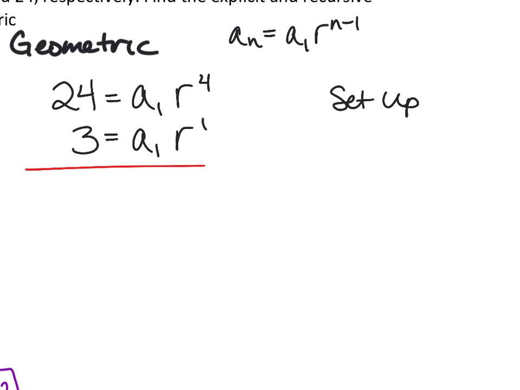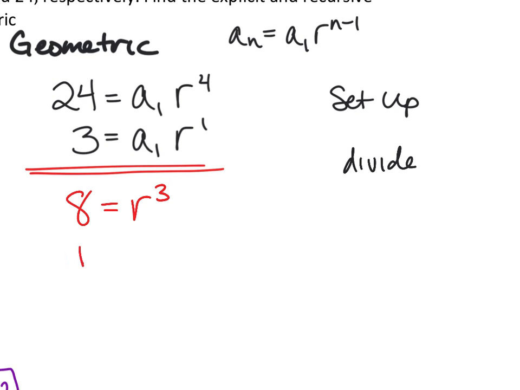That's our setup step. For geometric sequences, you are not subtracting this system of equations. You're going to do something weird, and you're going to divide them. What? Yeah, we're going to go ahead and divide. Just divide the top by the bottom. This is weird. 24 divided by 3 is 8. a1 divided by a1 cancels out. r to the fourth divided by r to the first power is r to the 4 minus 1, or r cubed. If we take the cube root of both sides, we get that r is equal to 2.